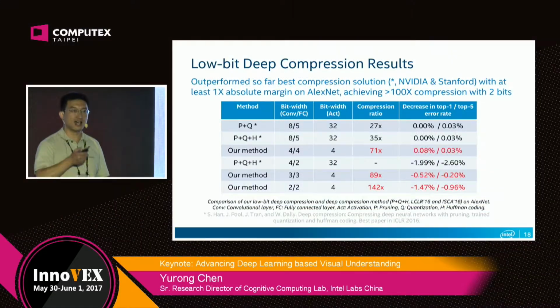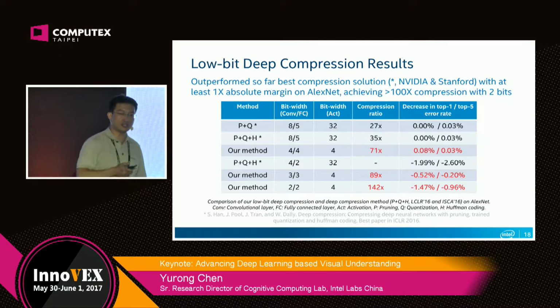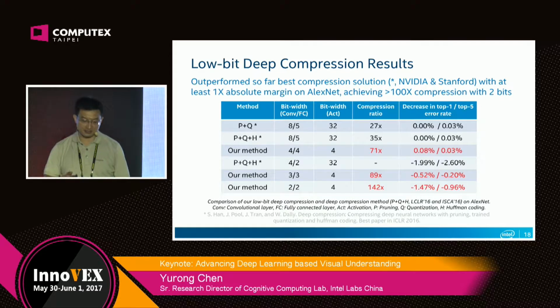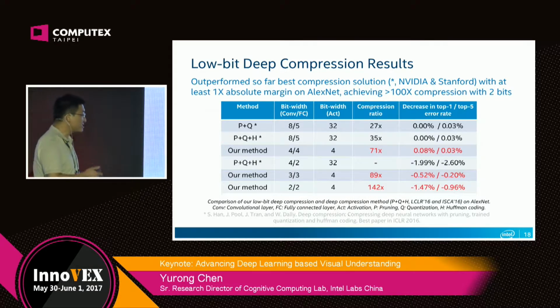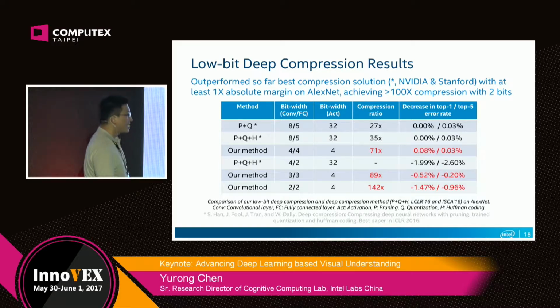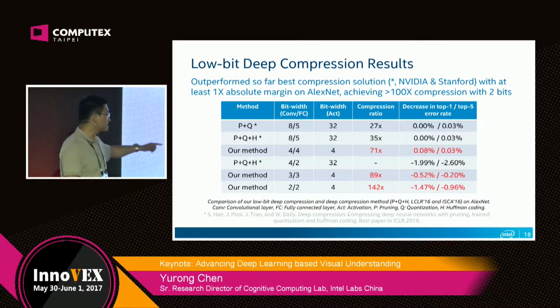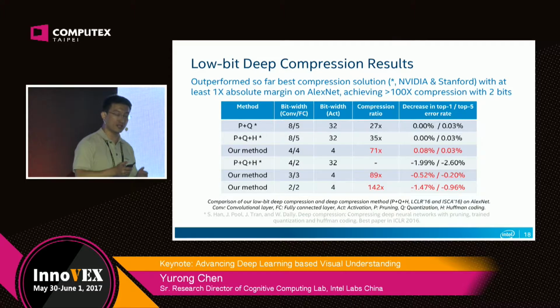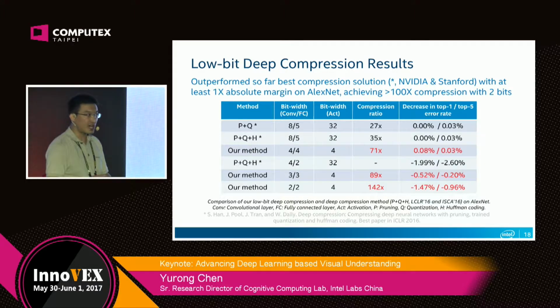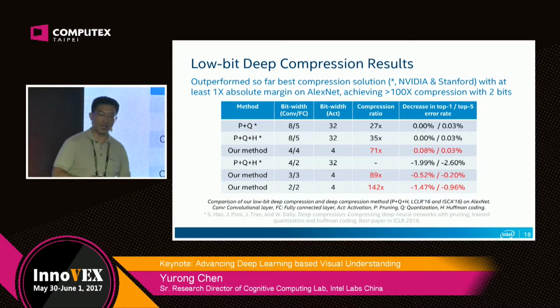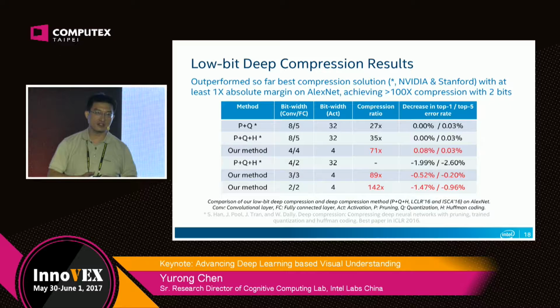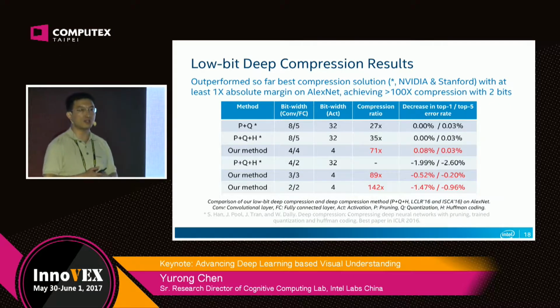Combining DNS, INQ, and VLE, we developed a low-bit deep compression solution for lossless model compression. We tested on the AlexNet model. The state-of-the-art solution, deep compression, achieved 35 times compression by combining network pruning, vector quantization, and Huffman coding. And our solution can achieve 71 times compression without loss of accuracy, which is at least 1 times better than the deep compression solution.